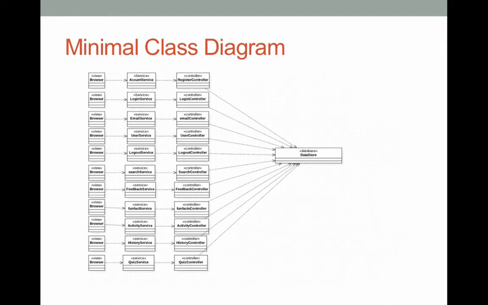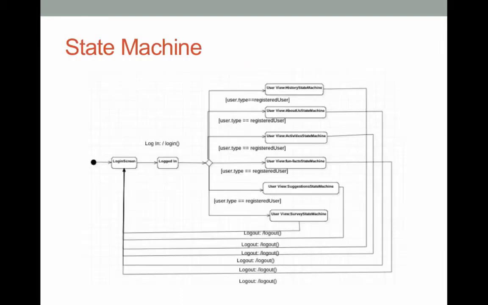The minimal class diagram helps us to separate the UI code from the controller code. Here is a representation of the state machine. We have the login view and what it represents, what it has: the history state machine, the about us state machine, the activity state machine, fun fact state machine, suggestion state machine, and the survey state machine. The type of the user is going to be the registered user.